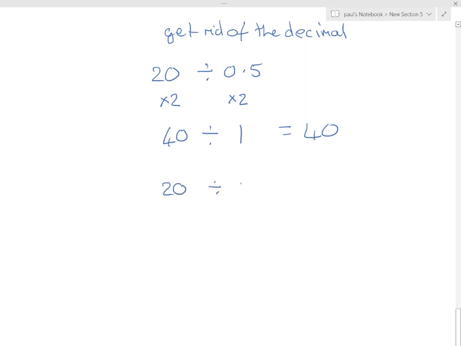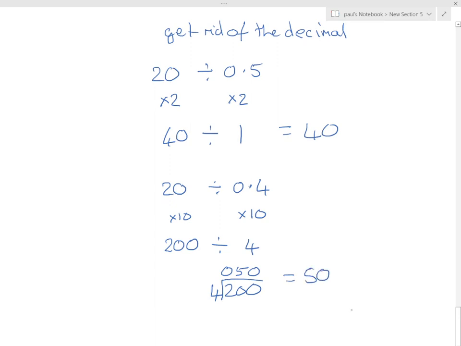20 divided by 0.4. Now, if I double it, I'll end up with 0.8, so I'm not getting anywhere. But the way to get rid of the first place decimal, guaranteed, is just multiply by 10. And so I will get 4. And now I need to multiply this by 10, which is 200. And now I'm going to do 200 divided by 4. Much easier than trying to divide by 0.4. 4's into 2 don't go. 4's into 20 go 5. And there's a 0. So your answer is 50.